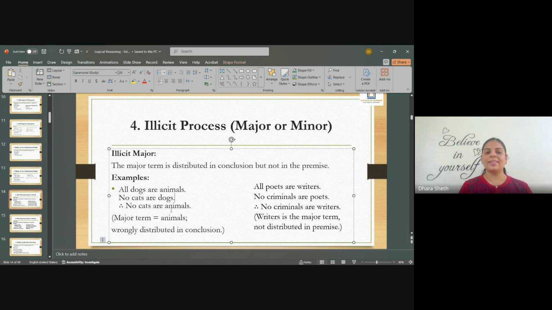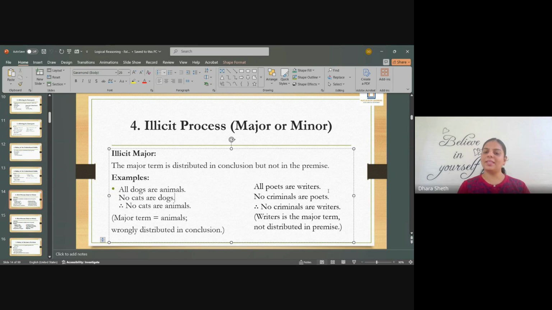Now, no cats are animals. Here both cats and animals are distributed, saying that all the cats are not animals and all the animals are not cats. So if you see all dogs are animals and no cats are dogs, then no cats are animals is actually not true, because cats could be another kind of animal, which is not a dog. So this is a wrong syllogism. I mean, this is not a valid syllogism, and that is why it is called fallacy of illicit major.